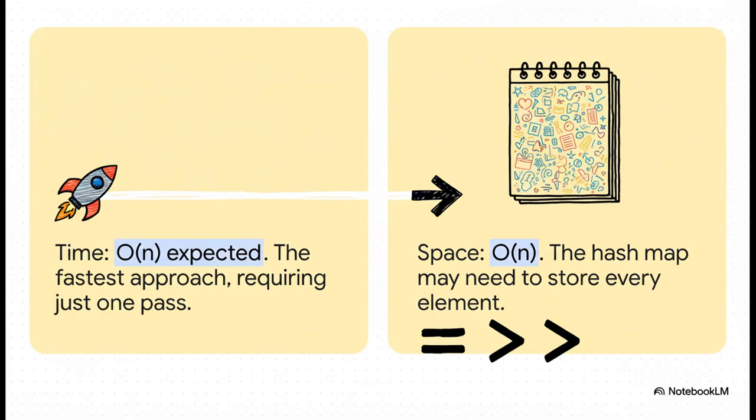And what's the result of all this cleverness? An expected time complexity of O(n). That basically means we only have to look at each number in our list about one time. It is blazing fast. But, of course, there's no free lunch. The space complexity is O(n) because in the worst-case scenario, our notepad might have to hold every single number from the list. We've totally maxed out our speed by being willing to use more memory.